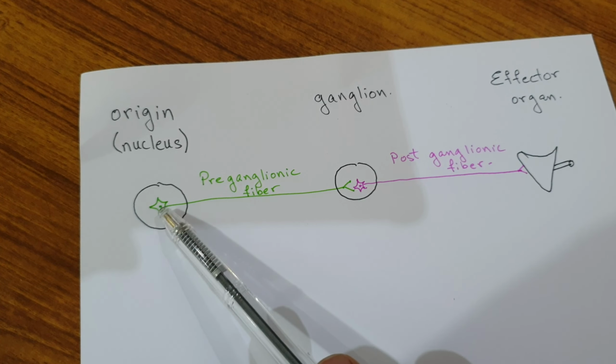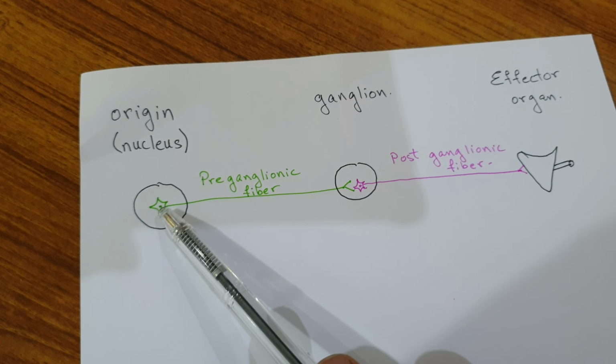Then comes the ganglion. A ganglion is similar to the nucleus, but it is lying outside the central nervous system. So it is a collection of cell bodies of neurons outside the central nervous system. Then comes the effector organ, which in our case is the parotid gland. The axons from the cell bodies of the nucleus, that is the origin of the autonomic nervous system, move towards the ganglion and synapse there. As these fibers, the axons, come before the ganglion, they are called the preganglionic fibers.